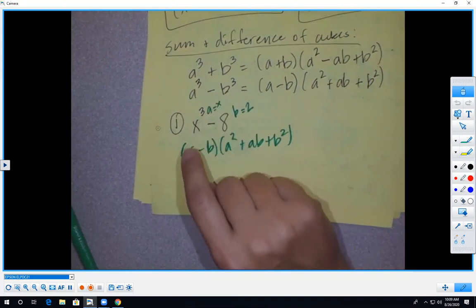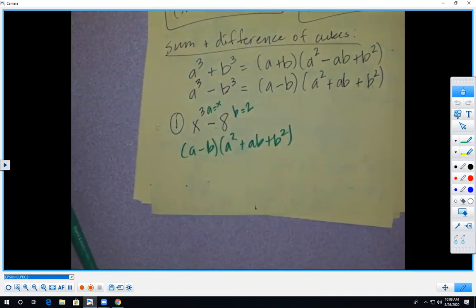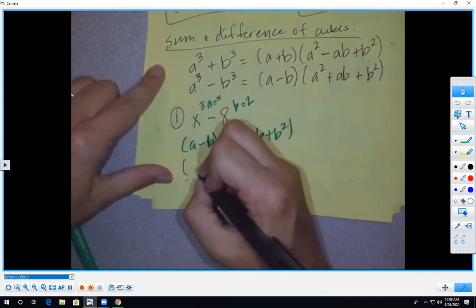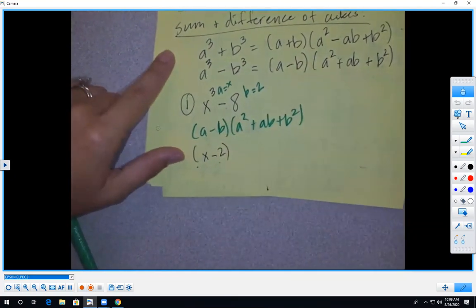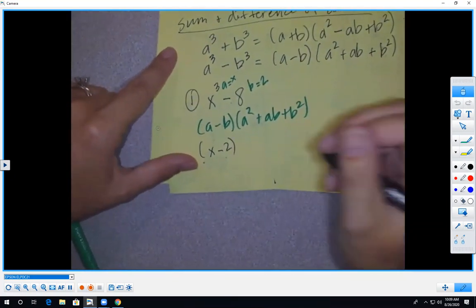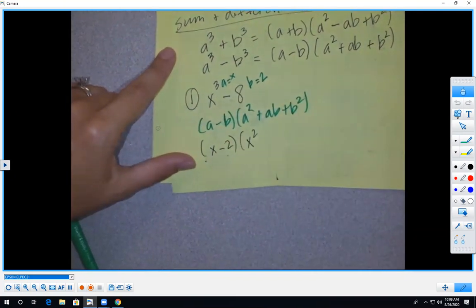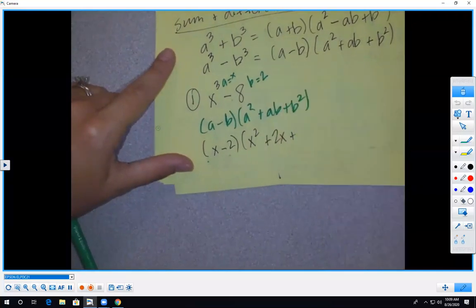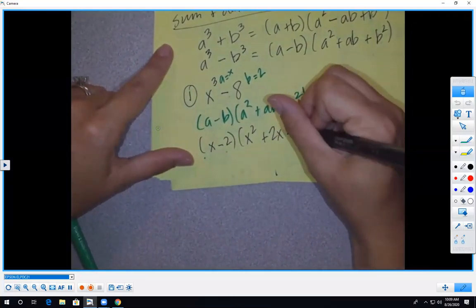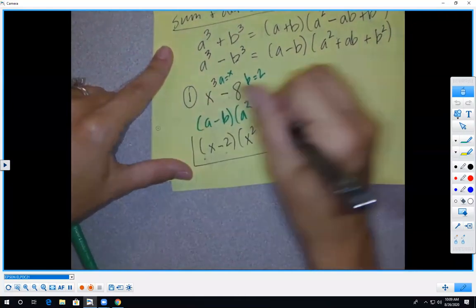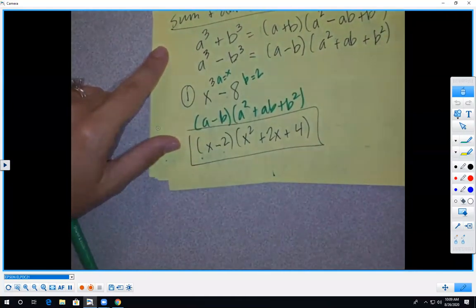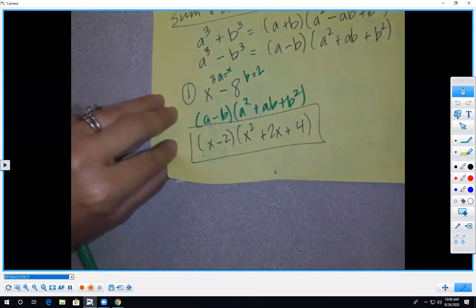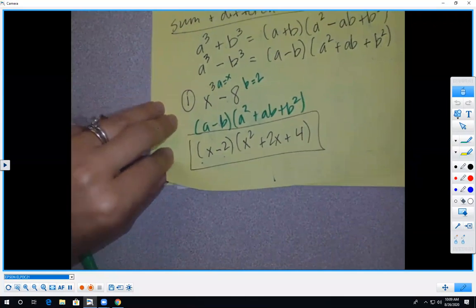Okay, so when I go to put my answer in, it's going to be a minus b, so it's going to be x minus 2. A squared is x squared plus a times b, 2x, plus b squared, 2 squared, which is 4. And that's my answer. Okay, so that's the sum and difference of cubes.